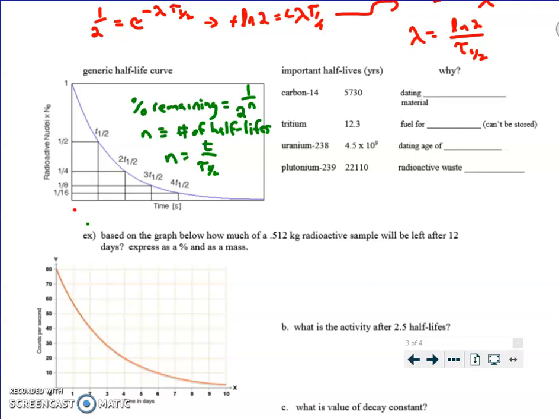Alrighty, so let's look at some important half-lives, things that, especially as an IB diploma student, you need to be aware of. You don't have to have everything memorized, but there are certain ones that come up a lot that it's worth knowing, especially carbon-14, especially uranium-238, to a lesser extent polonium, and tritium is also important.